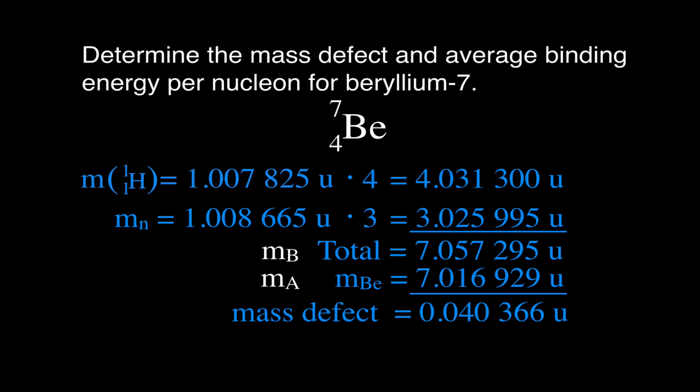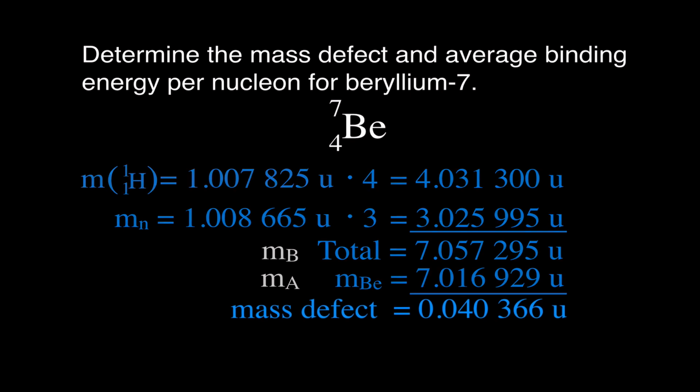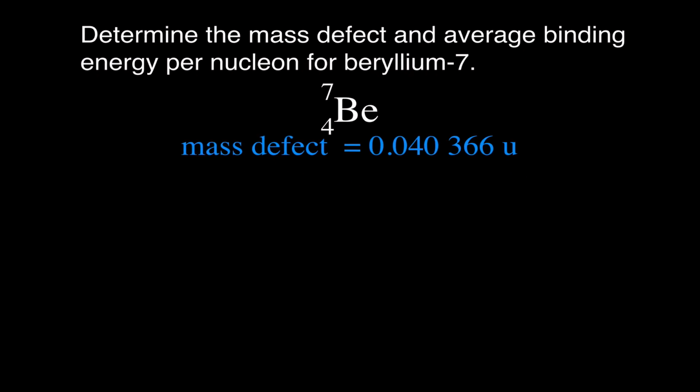Now, we're going to simply convert that from unified atomic mass units, first to kilograms, and then to joules, and then to mega electron volts. And we can do that using our common conversion factors. That's the mass defect, 0.40366 unified atomic mass units.